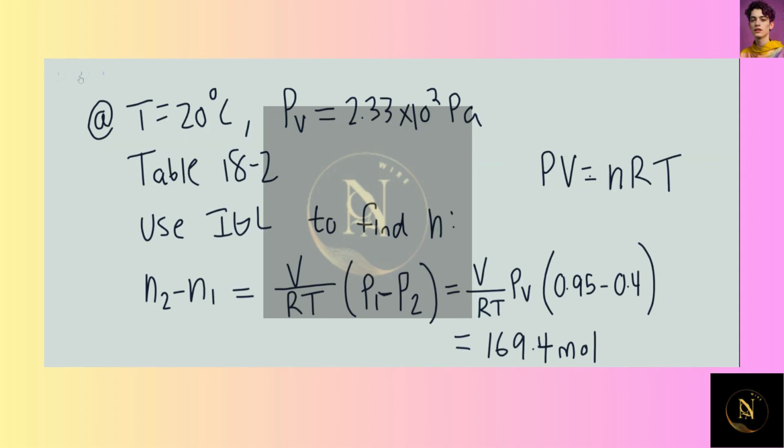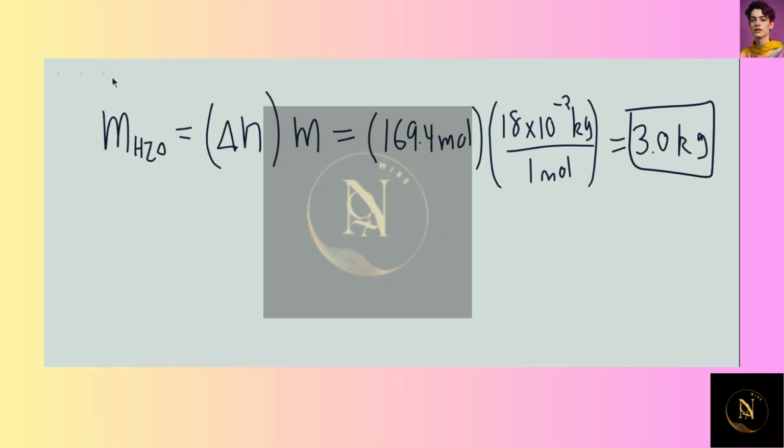So just to recap, what we did is we consulted table 18-2 to get a vapor pressure for the water. And then we used the ideal gas law to determine the change in moles of the gas if the pressure is changing under constant volume and temperature conditions. And the actual change in pressure is just our vapor pressure times the change in relative humidity. Once we have the number of moles, we can multiply by molar mass to get the mass of the water. And that's it.